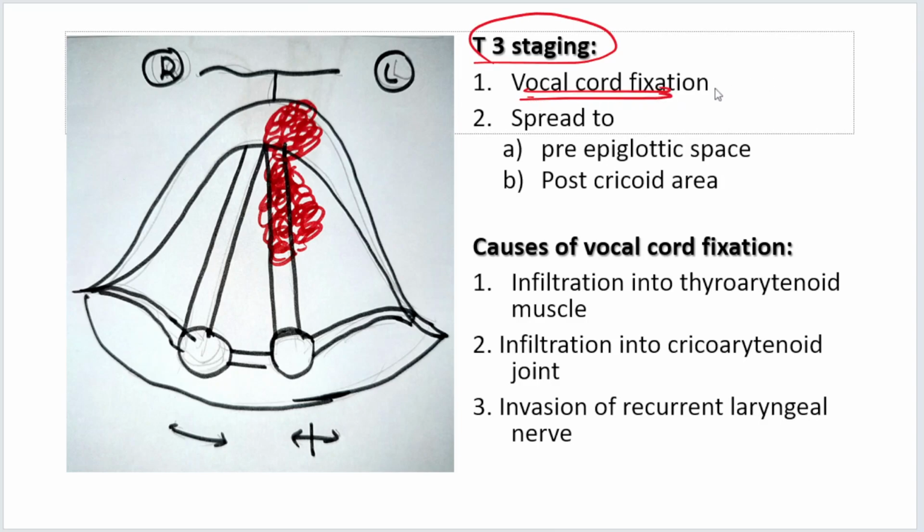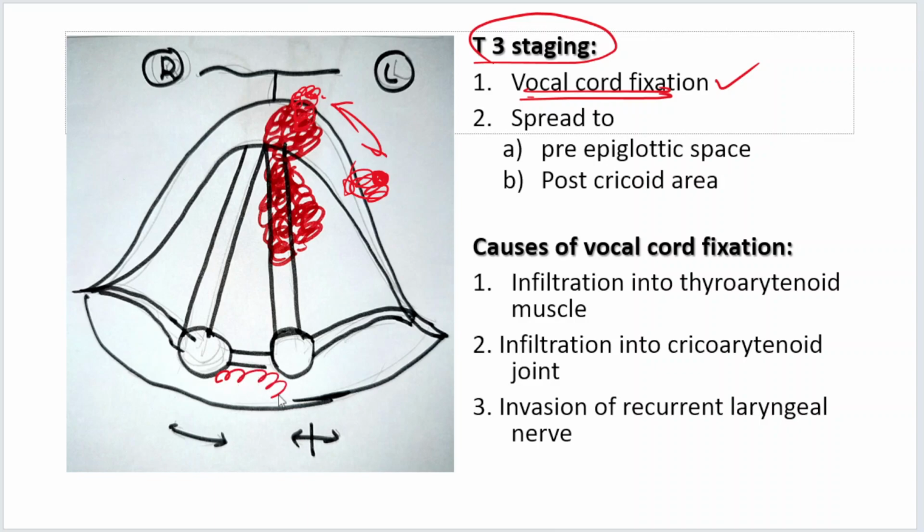T3 means vocal cord fixation. I want you to remember it. Okay. Otherwise, it is also going beyond the epiglottis and into the paraglottic area, into the pre-epiglottic area or the paraglottic area. It is growing into the pre-epiglottic paraglottic area. It comes under stage T3.